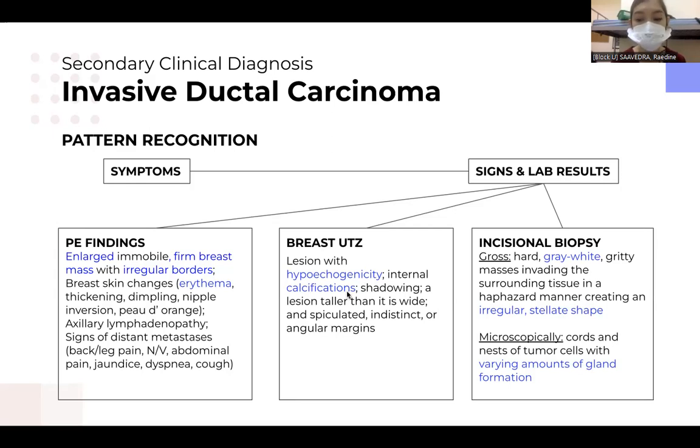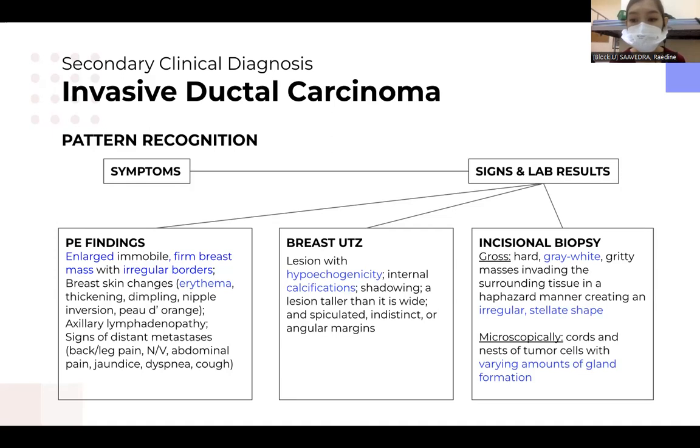For the breast ultrasound, expected findings for invasive ductal carcinoma is a lesion with hypoechogenicity, internal calcification, shadowing, a lesion taller than it is wide, and spiculated, indistinct, or angular margins. So the patient satisfies hypoechogenicity and presence of calcification.